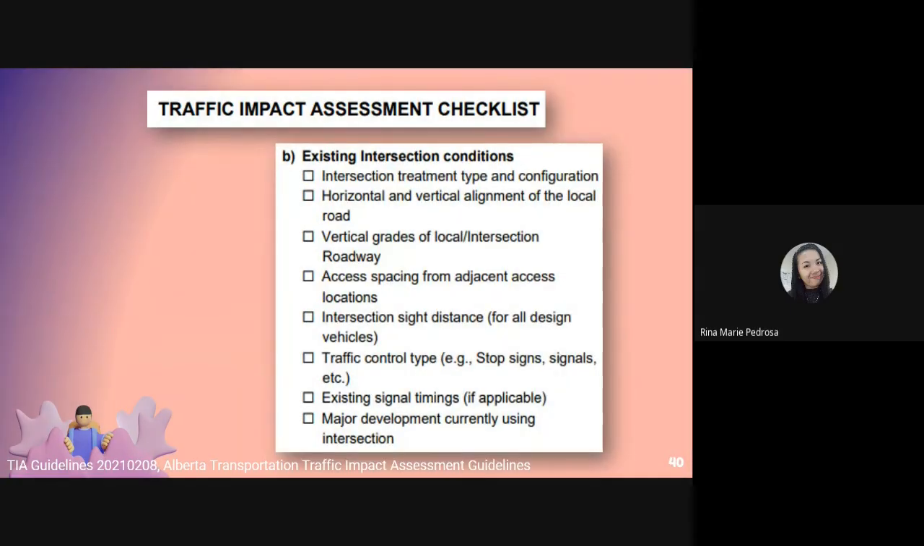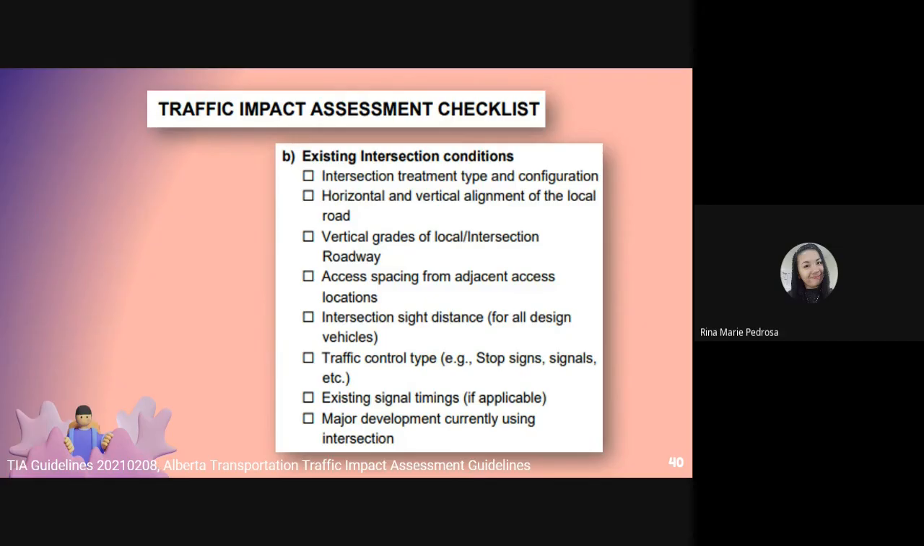The next one would be existing intersection conditions. So under it is the intersection treatment type and configuration, horizontal or vertical alignment of the local road, vertical grades of local or intersection road, access spacing from adjacent access locations, intersection sight distance for all design vehicles, traffic control types such as stop signs, signals, etc. Second to the last would be existing signal timings if applicable, and of course the major development currently using the intersection.